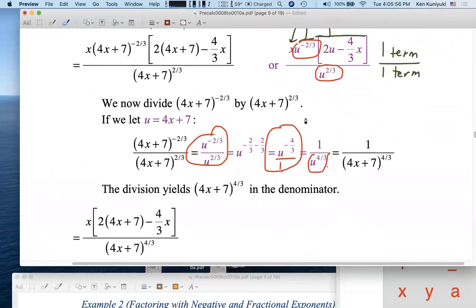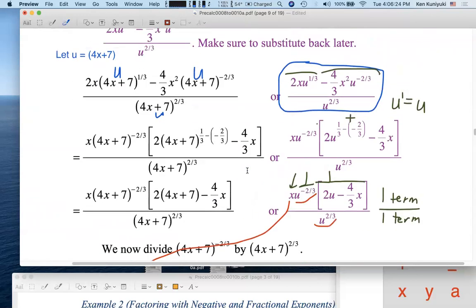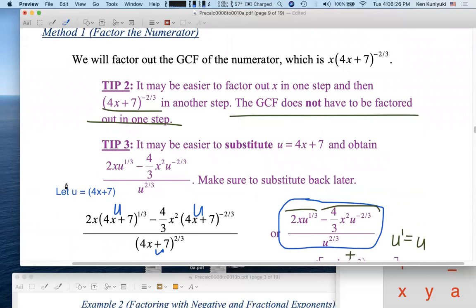All right. I'll erase all this. Although that was the key factor, dividing these powers of u. Key issue. Okay, we have the x here. That goes over here. U to the negative 2/3 divided by u to the 2/3. We end up with u to the 4/3 in the bottom. Okay. Or 4x plus 7 all to the 4/3. Remember, that was our substitution. Remember, u was 4x plus 7. U was the quantity 4x plus 7.